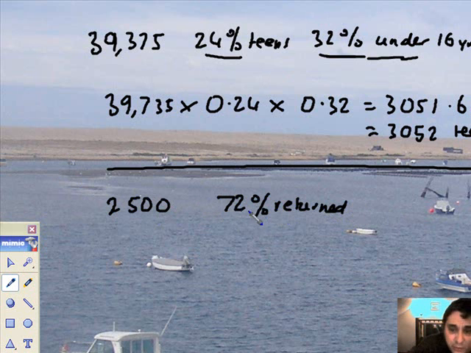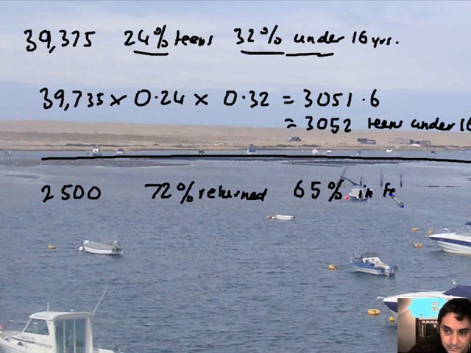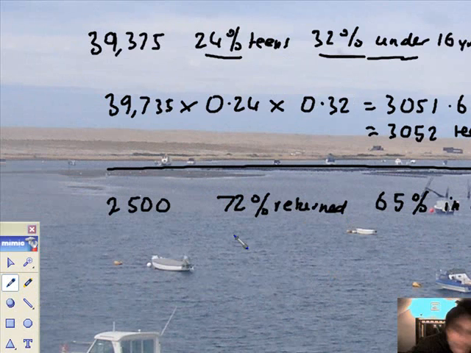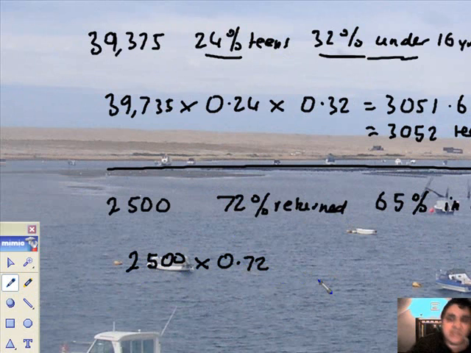And 65% of these who are returned, I'm just setting up the question basically, 65% of these that were returned are in favour of the new speed limit changes. How many of the returned questionnaires are in favour of the new speed limit? So I have a population of 2,500, of which 72% returned the questionnaire, of which 65% were in favour of imposing a new speed limit. And that's all I've got to do.